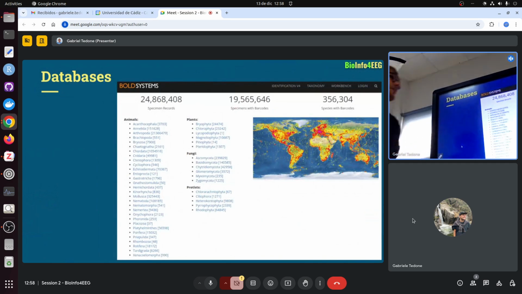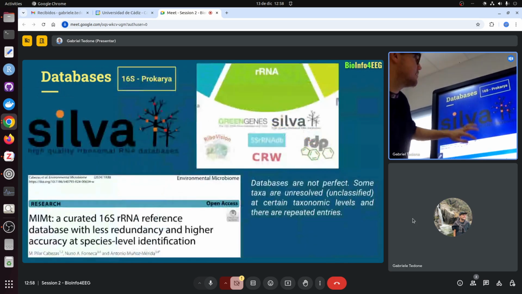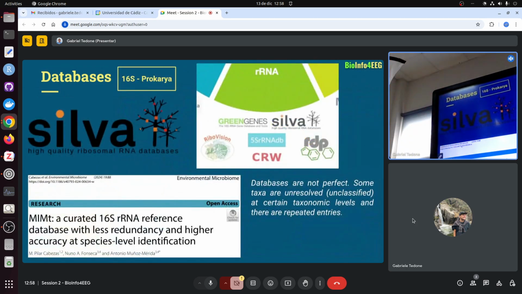Regarding reference databases, there's the Barcode of Life database, which has animals, plants, fungi, and protists. I would use this one for animals. I don't know for plants. For bacteria, I would use Silva mainly. I want to try this one.